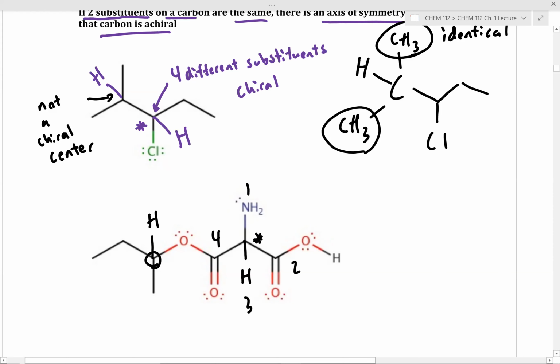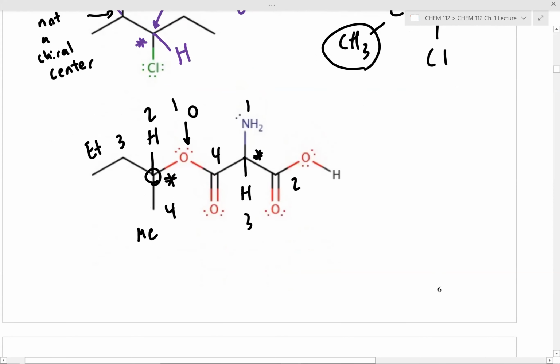Focusing on this ester carbon shown here, we have an alcohol. So that's 1 substituent. We have a hydrogen. We have an ethyl group. And we have a methyl group. So we have 4 different substituents. So we have a total of 2 chiral centers in this molecule. Perfect. So again, when you're looking to identify chiral centers, you look for any carbon with 4 unique substituents, assuming there's no axis of symmetry present. Always be on the lookout for axis of symmetry and for potential achiral compounds containing chiral centers.